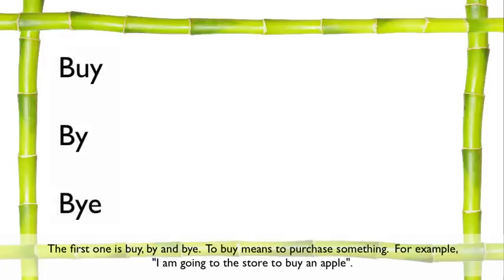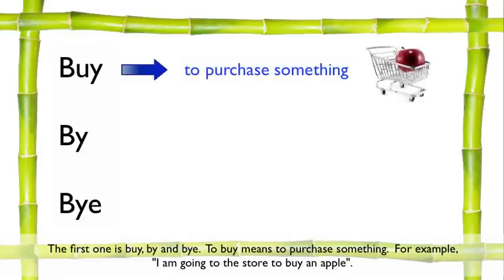The first one is buy, by, and bye. To buy means to purchase something. For example, I am going to the store to buy an apple.